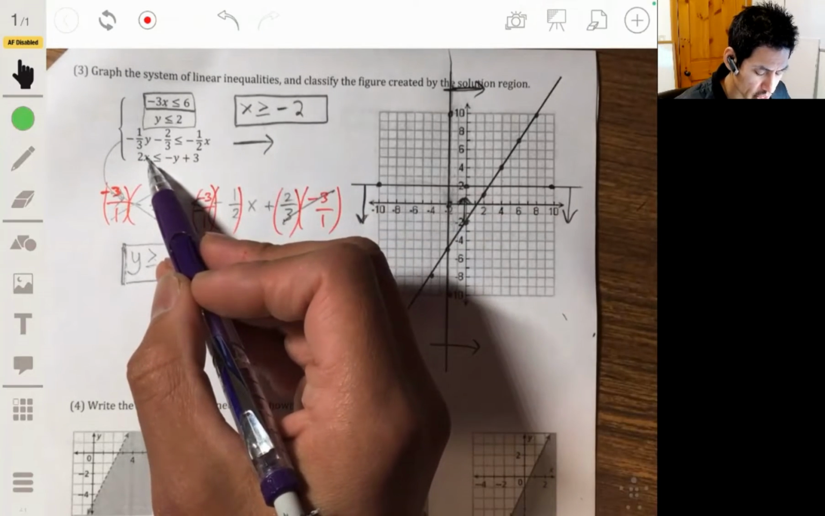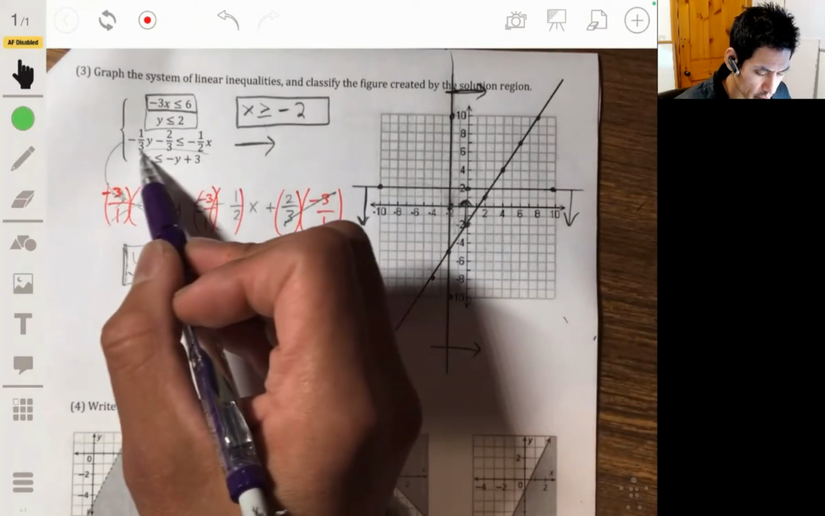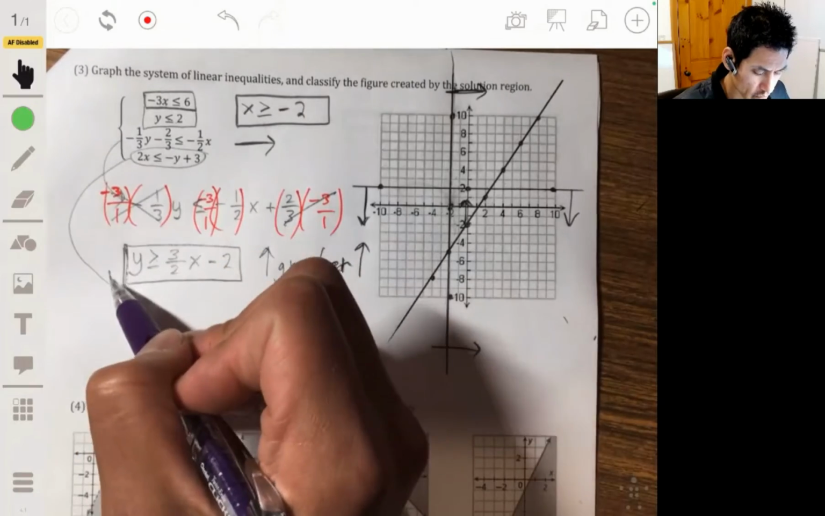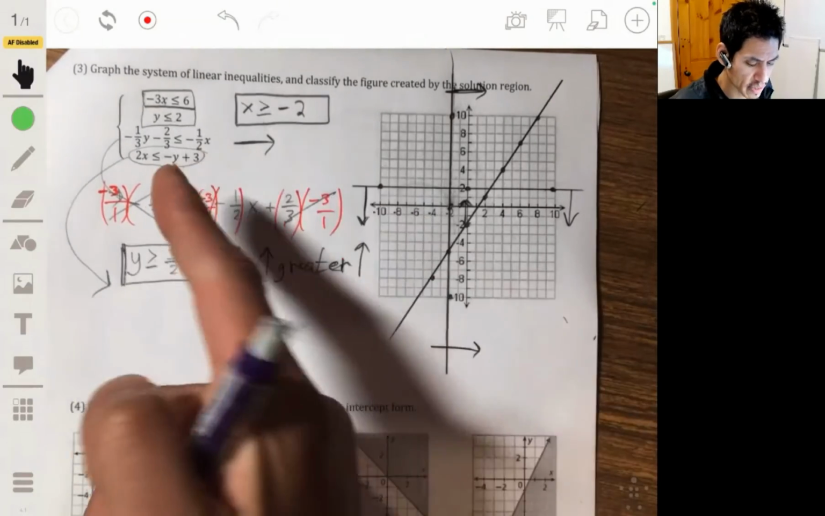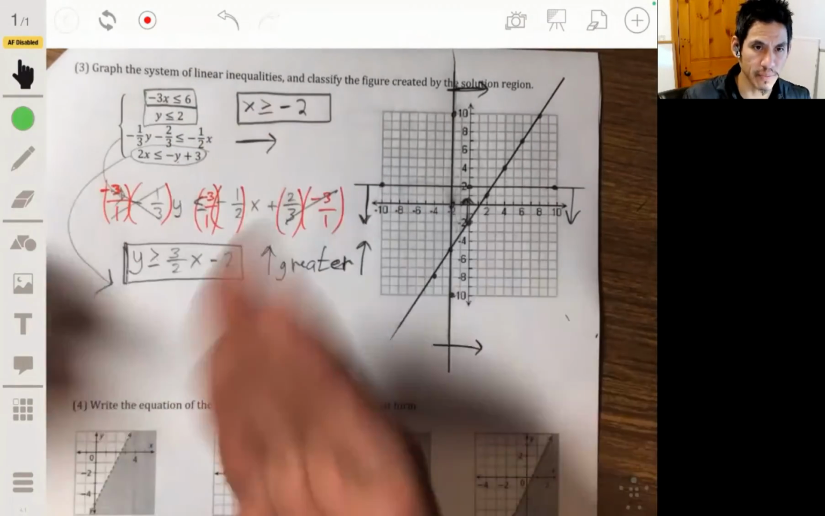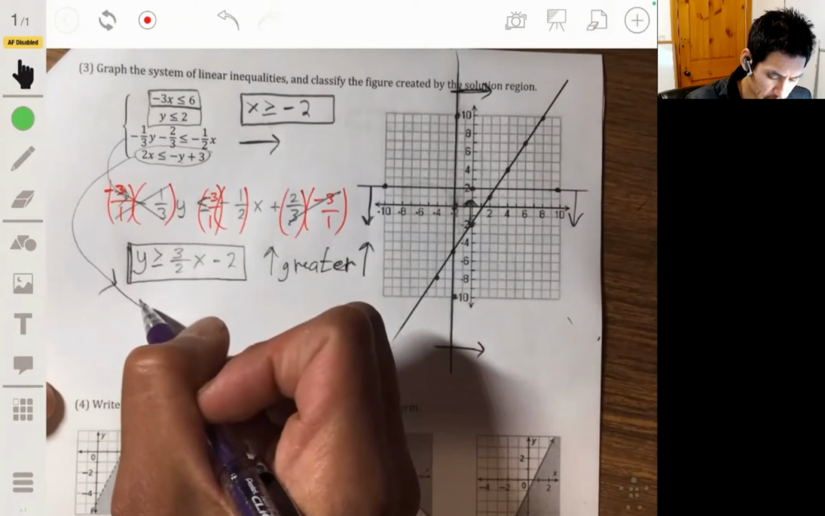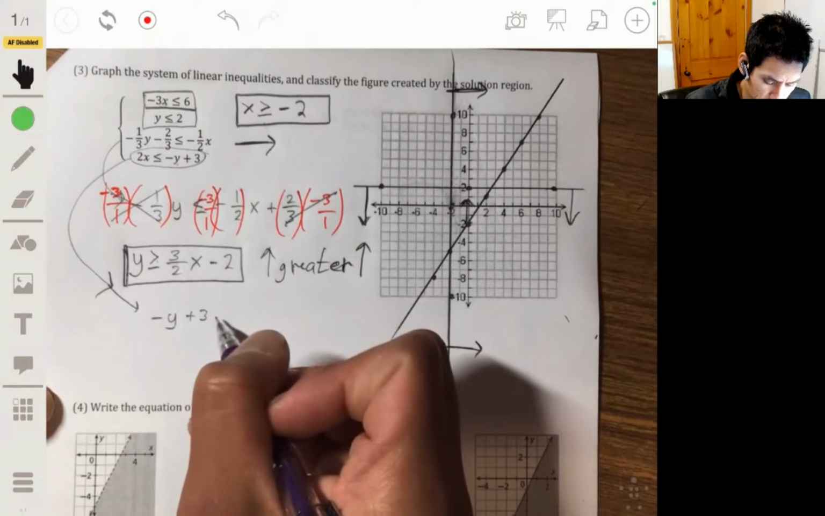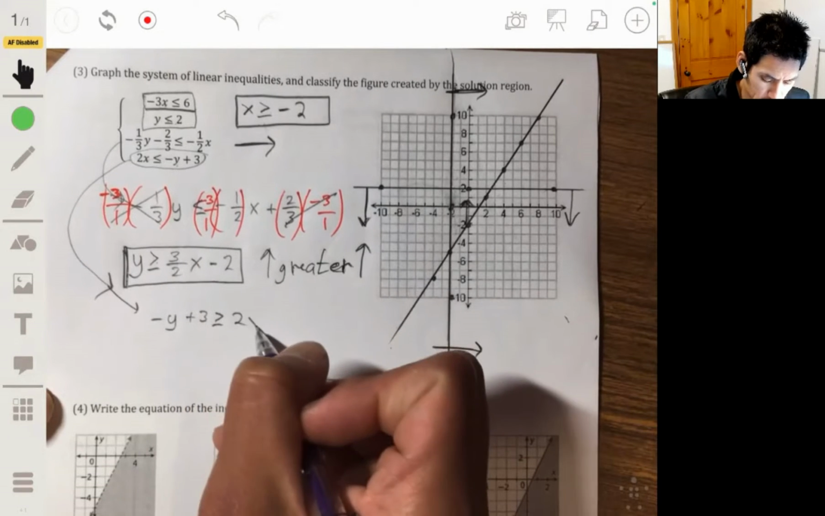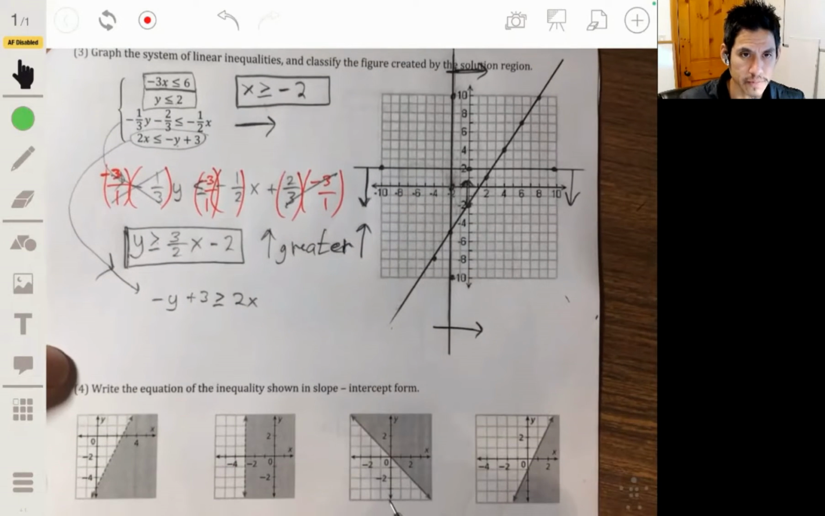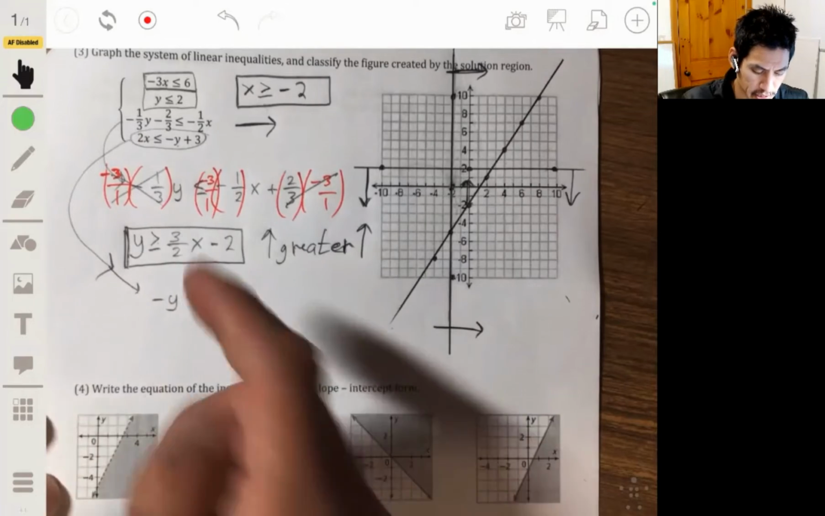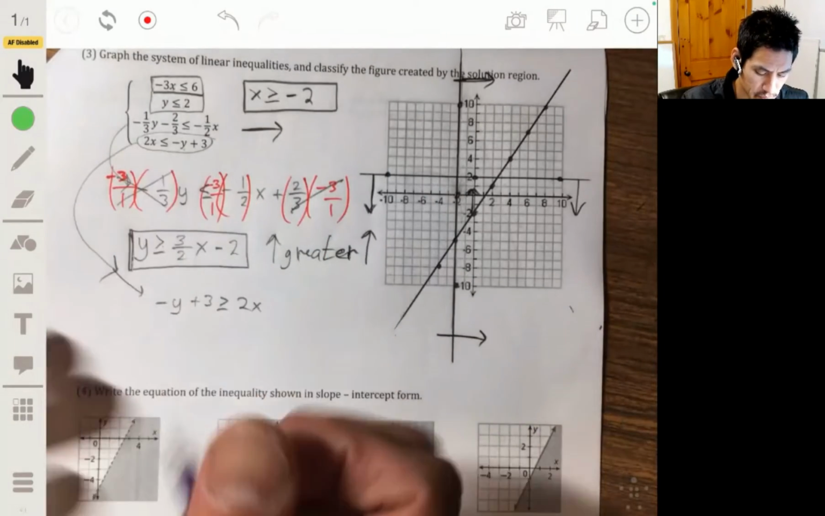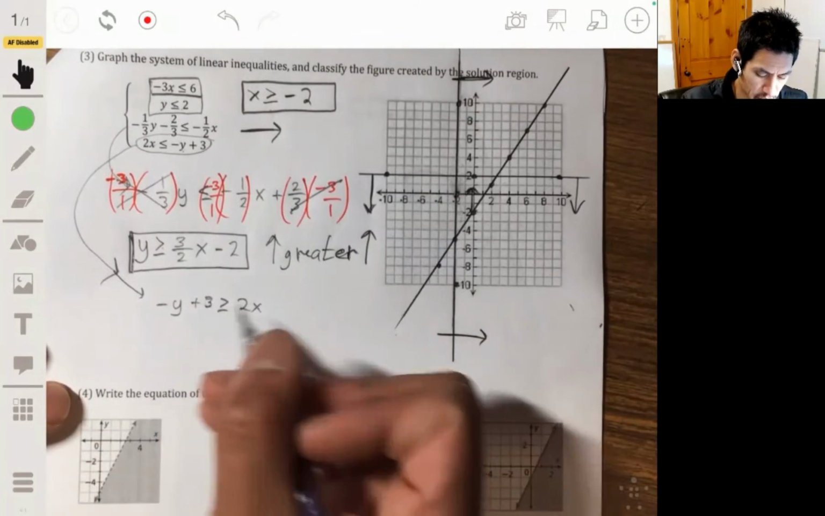The last one, we're just going to solve for y again. And I'm going to even bring the y to the left. So I'm just going to flip everything. I just like having the y on the left. So this is the same as -y plus 3 is greater than or equal to 2x. Don't overthink it, I just like having the y on the left.